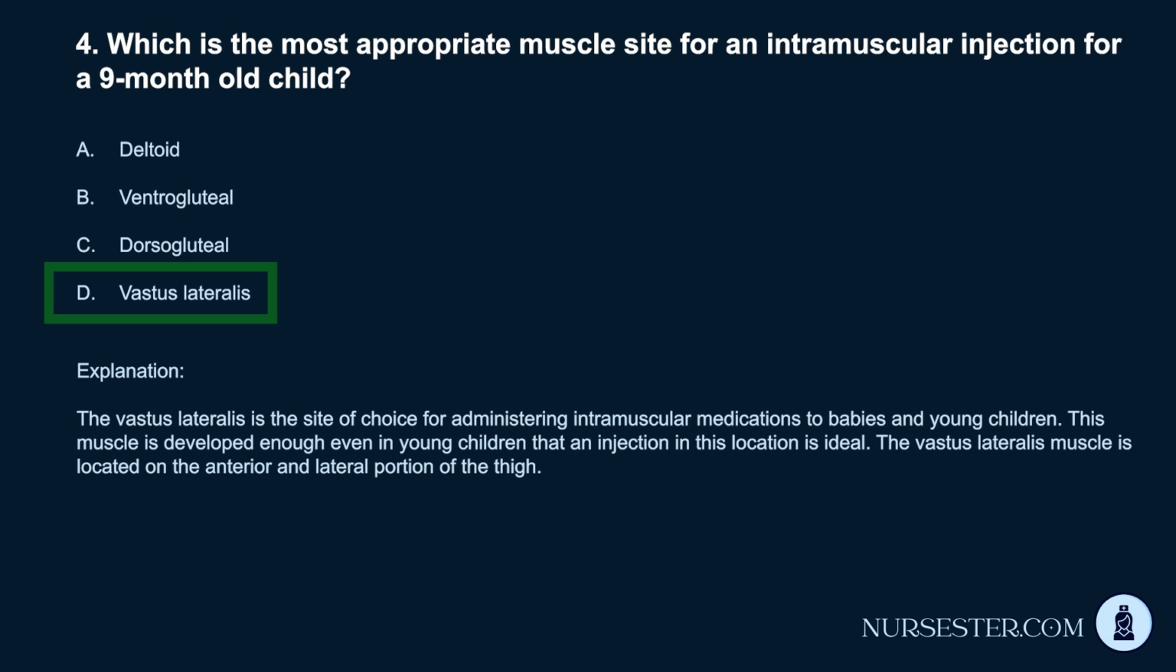This muscle is developed enough even in young children that an injection in this location is ideal. The vastus lateralis muscle is located on the anterior and lateral portion of the thigh.